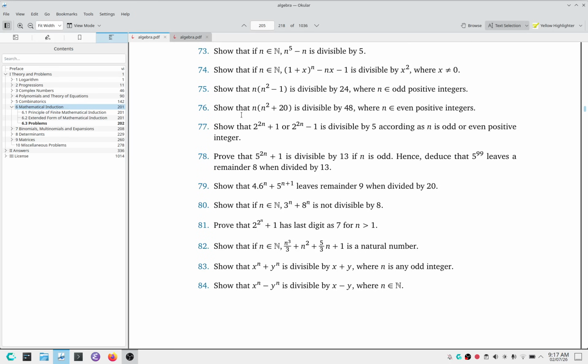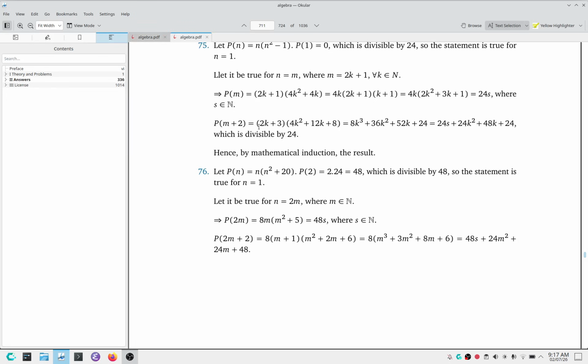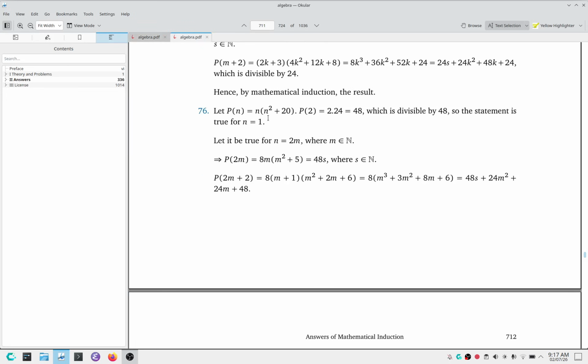Question 76 says: show that n times (n square plus 20) is divisible by 48, where n is in the set of even positive integers. We let P(n) be equal to n times (n square plus 20). We put n is equal to 2, we get 48, which is divisible by 48. If you argue that 0 is an even number, then putting 0 will also make it 0, which will be divisible by 48.